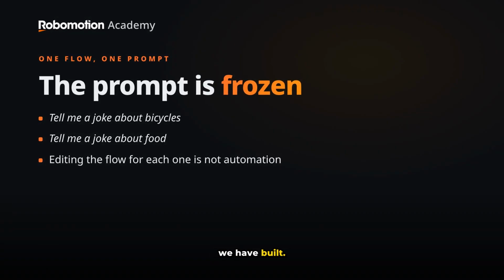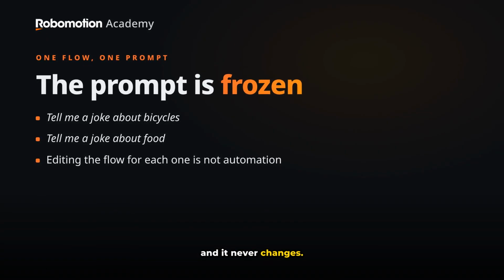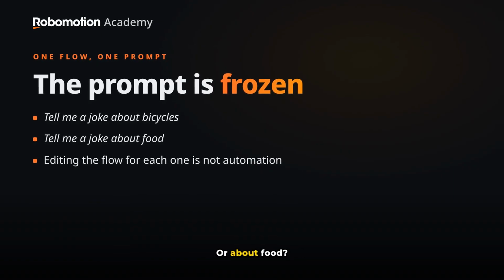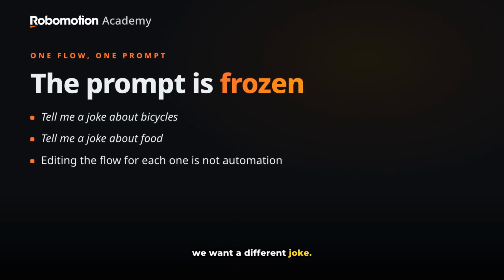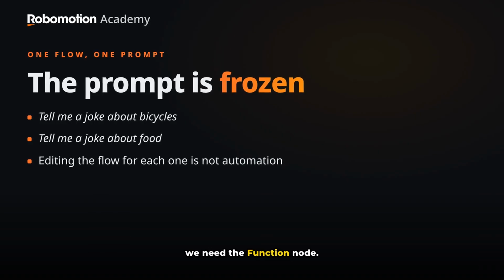But look at what we have built. The prompt is a string typed into a property, and it never changes. What if we wanted a joke about bicycles? Or about food? We are not going to edit the flow every time we want a different joke. To build the prompt while the flow is running, we need the function node.